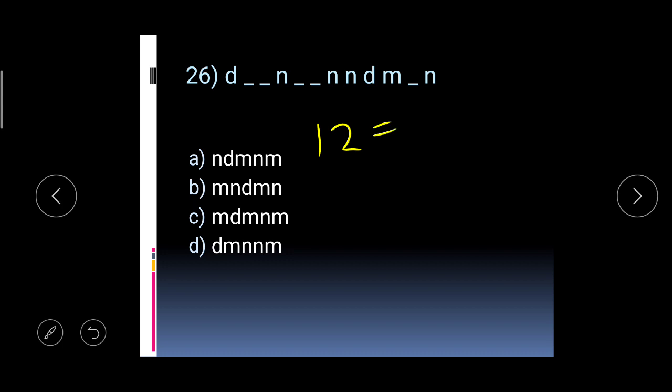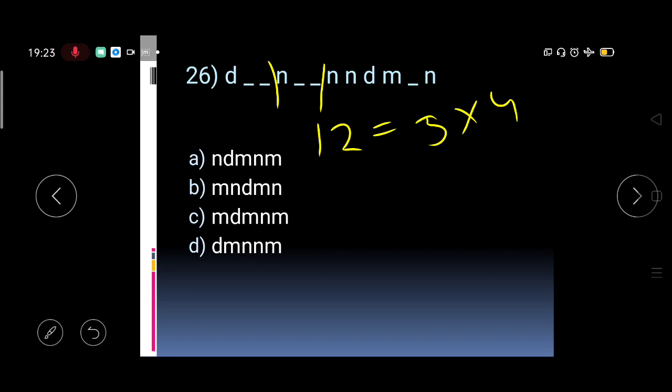What minimum factorization can you think of? You can think of 3 into 4. So just divide it into 3 groups: 3, 3, 3. You have divided into 3 and 3 and 3. Now let's see if we can make any pattern out of this.